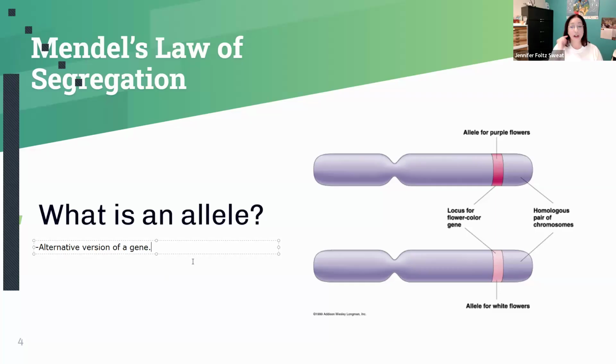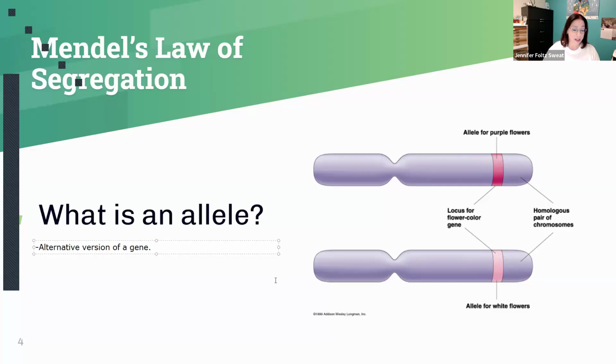When I say the alternative version of a gene, if you look at this image here, these are the same chromosome, right? These would be homologous chromosomes, meaning they code for the same traits. They have the same genes, but they are not identical because you could have different versions of the gene. You could have different alleles. And so here, the gene is for flower color, and the alleles are for purple flowers and white flowers.